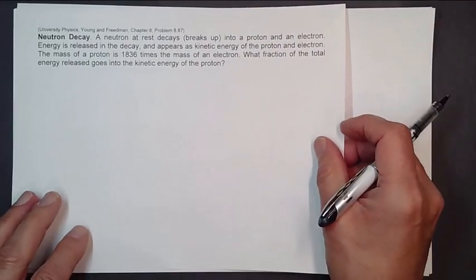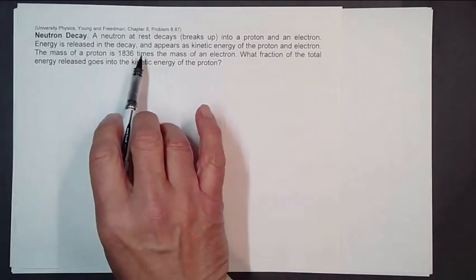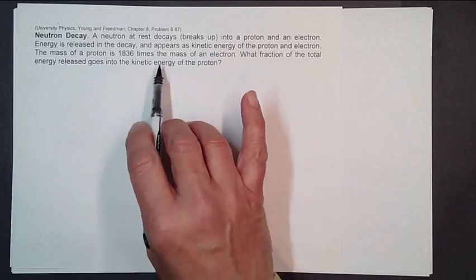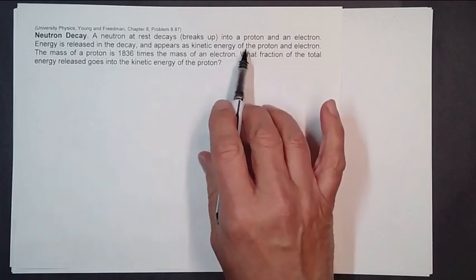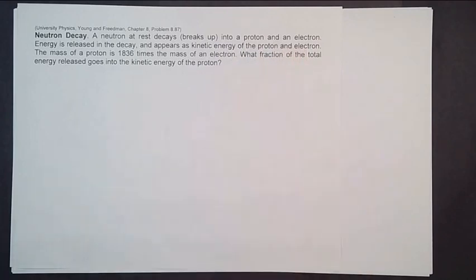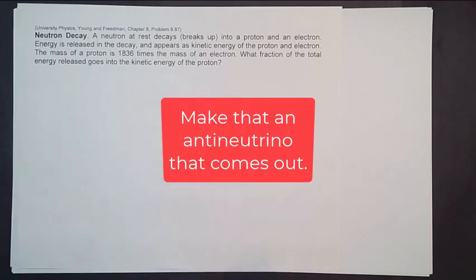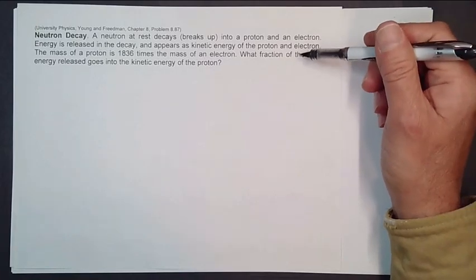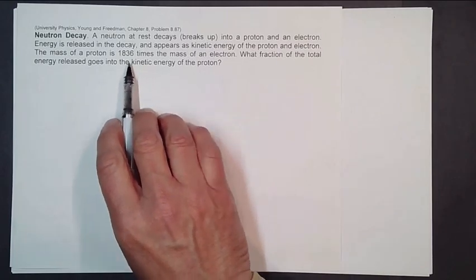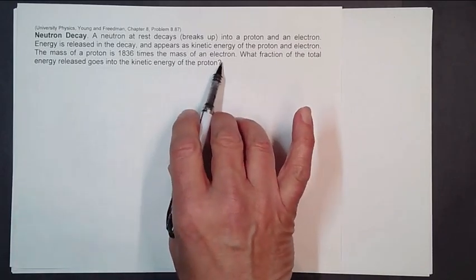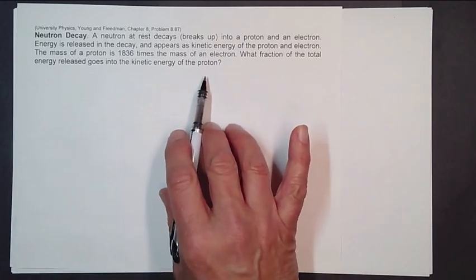Let's take a look at something that's not a collision but a breakup. We have a neutron at rest decaying into a proton and an electron, and by now you know that a neutron doesn't just decay into a proton and an electron. There's also a neutrino that comes out of there, but energy is released in the decay, and it appears as the kinetic energy of the proton and electron. And the mass of the proton is 1,836 times the mass of an electron. What fraction of the total energy released goes into the kinetic energy of the proton?